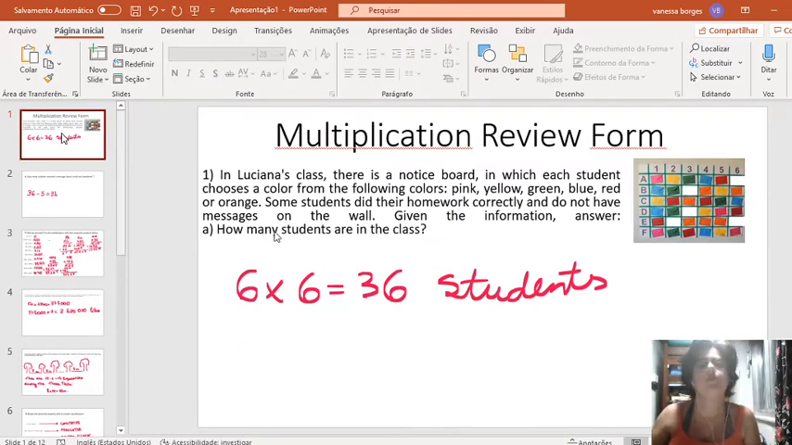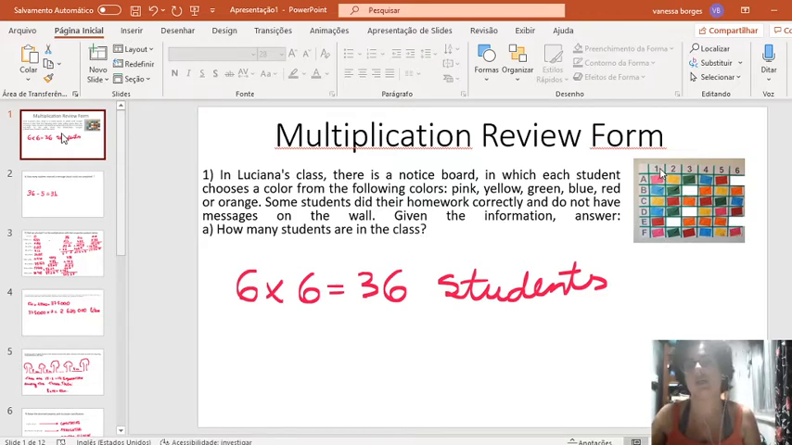So first question. In Luciana's class, there is a notice board in which each student chooses a color from the following colors: pink, yellow, green, blue, red, or orange. Some students did their homework correctly and do not have messages on the wall. Given the information, answer. So here on the right is the board, right? And letter A. How many students are there in the class?